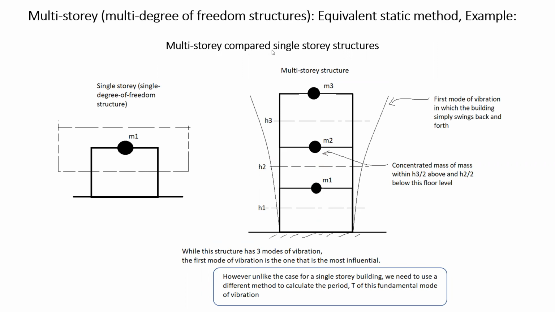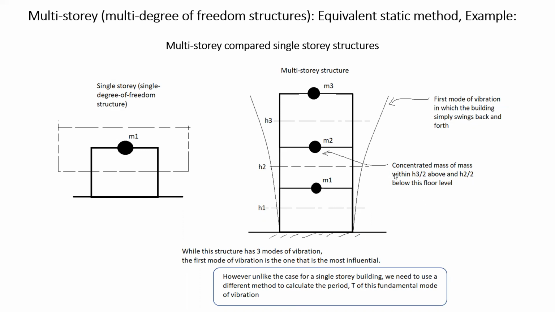The multi-story compared with a single story structure. This is a single story one, and this is the multi-story one. Nevertheless, the first mode of vibration, in which the building simply swings back and forth, will still have the largest effect. While the structure has three modes of vibration, the first mode is the most influential. However, unlike the case for a single story building, we need to use a different method to calculate the period T of this fundamental mode of vibration, which I've talked about before.